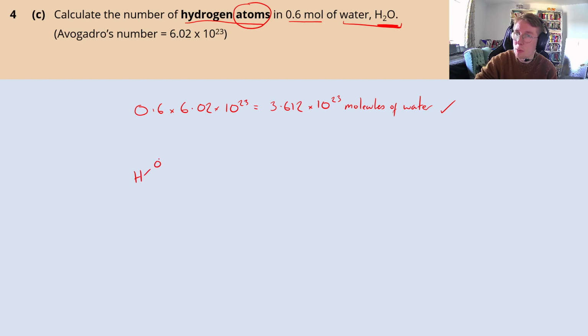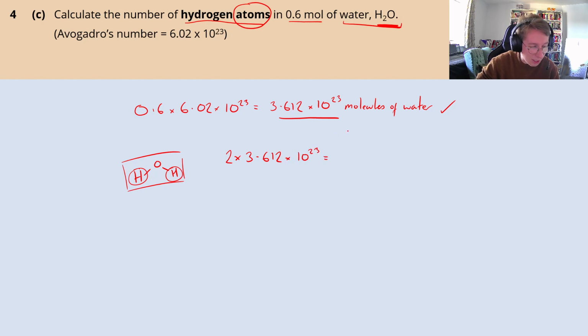And if I draw a molecule of water, so a symbolic representation, you'll notice that we've got 1, 2 hydrogen atoms. And it looks a little bit like a bike, doesn't it? Okay, so what we can say is if we've got this many molecules of water, then we'll have twice as many atoms of hydrogen. So we need to do that number times by 2 in order to find out how many atoms of hydrogen we have.